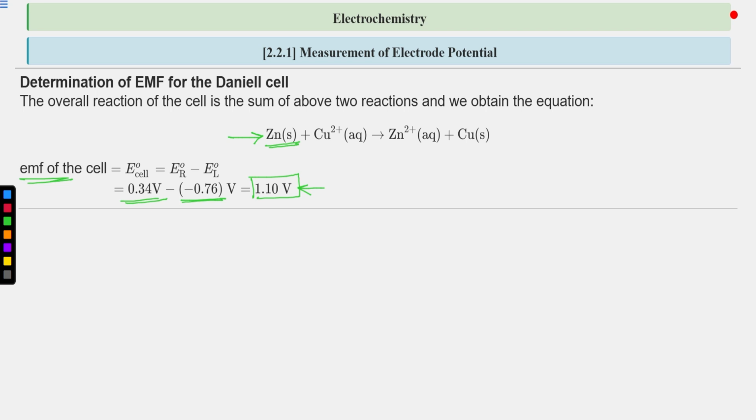So this is how you can obtain the EMF for the Daniell cell, in which if you know the left and the right electrode and the reaction happening at each electrode, you can determine the EMF by just subtracting the E naught of the left electrode from the E naught of the right electrode.